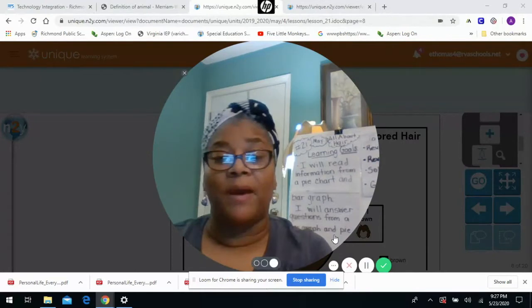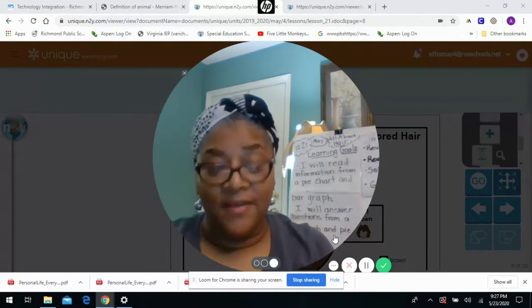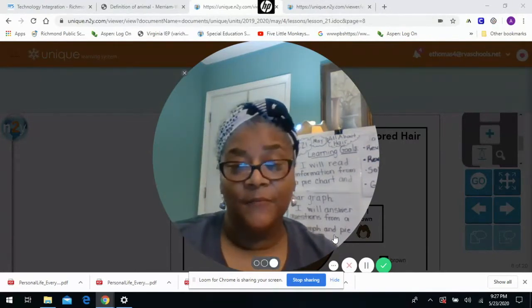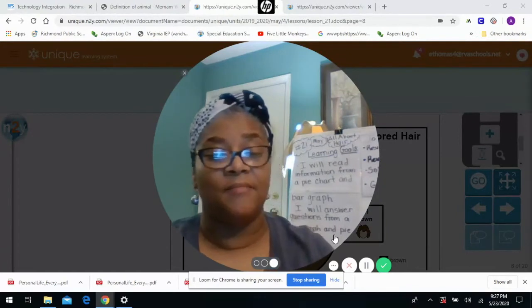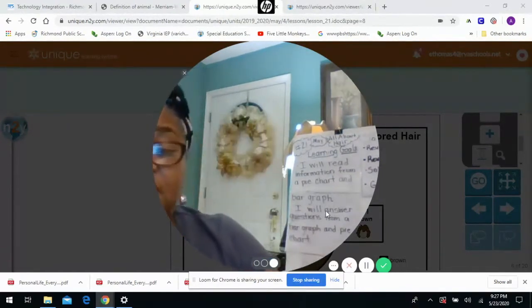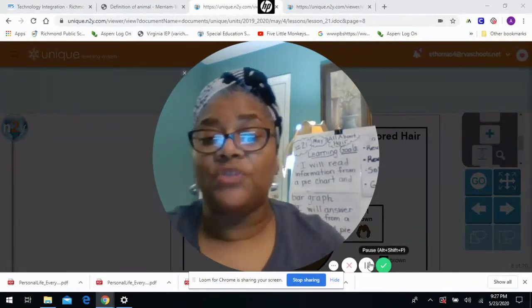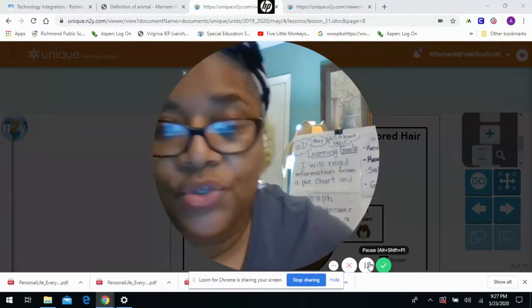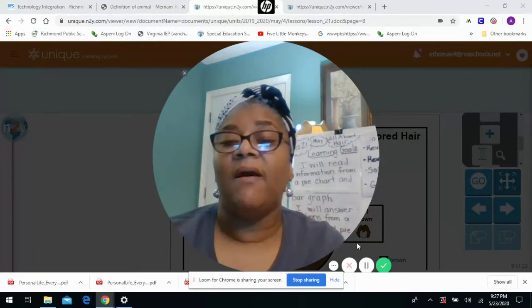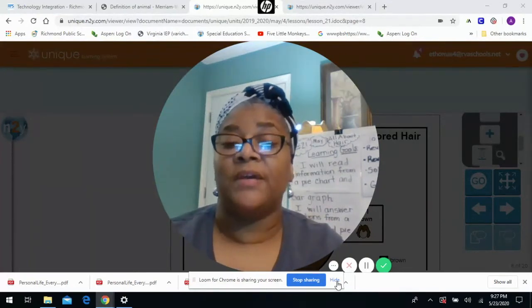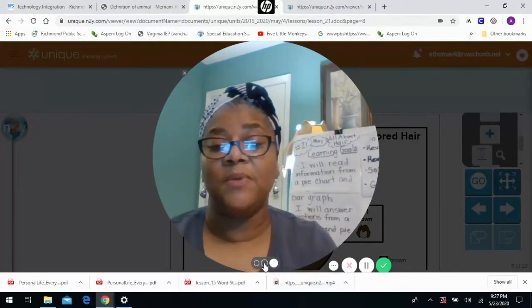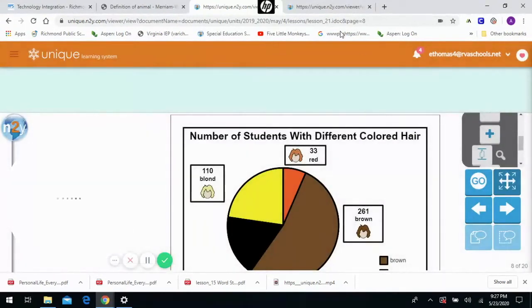We're going to learn all about graphing, probability, and mean and averaging numbers, and selecting a number. So the first thing we're going to do is read a graph, all right? I'm going to get smaller, and we're going to read this graph.